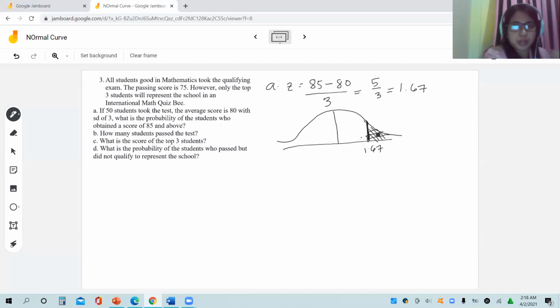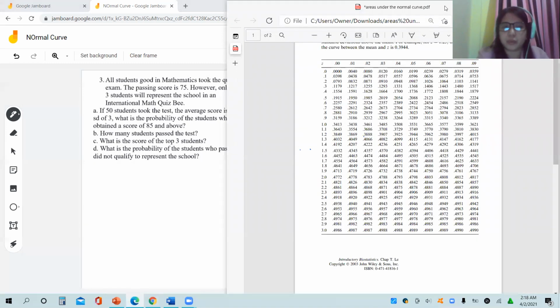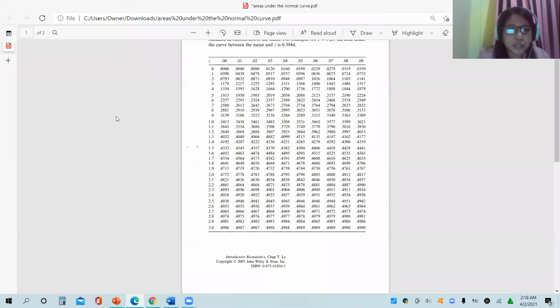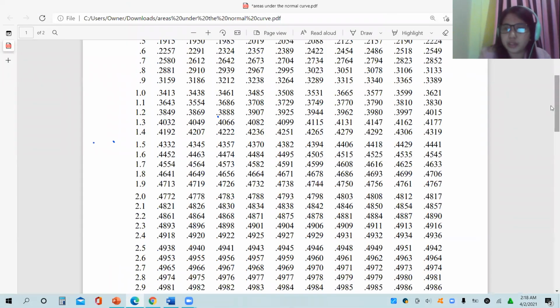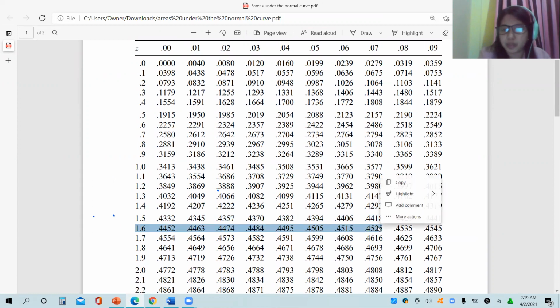How will we determine now the area of the shaded part? In this problem, we go back to our table because we need to check the area under the normal curve for z equal to 1.67. So this is our table. Let us check what is 1.67 in our table.